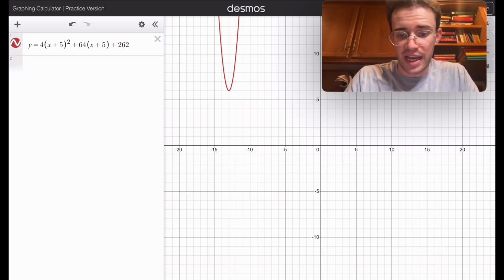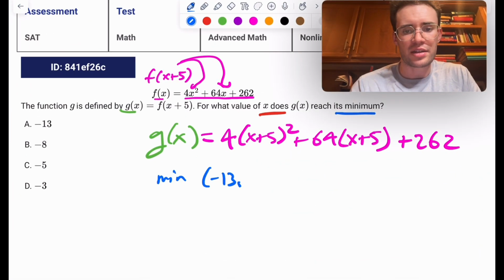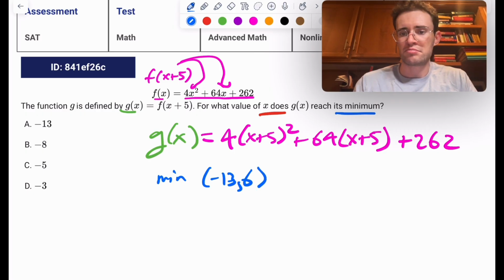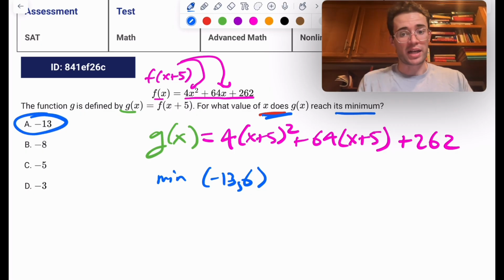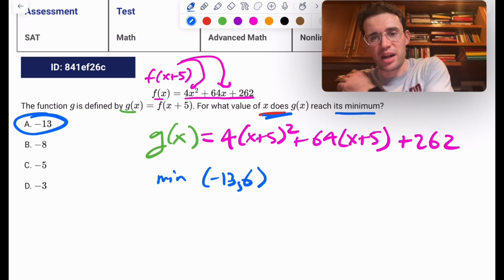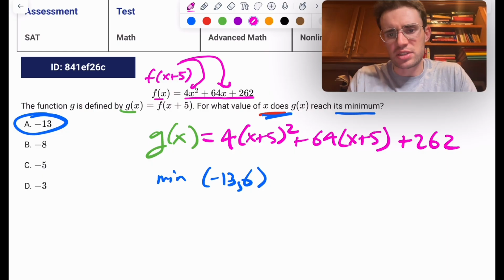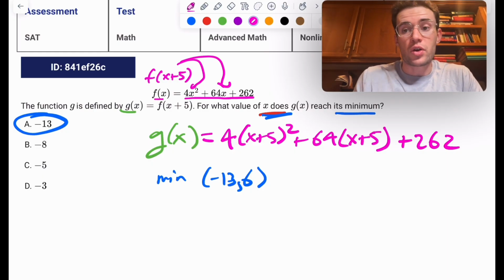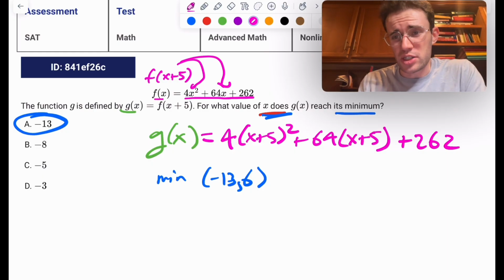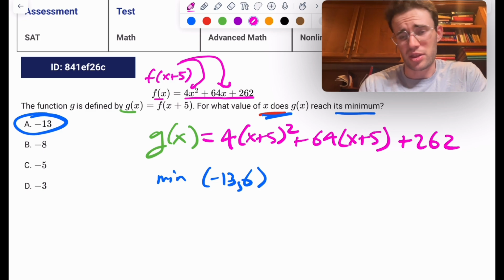Now we go back to our test. Min is negative 13, comma 6. And what value of x does it reach that at? When x is negative 13. So this is really the easiest way to do this one. I would strongly recommend on this problem that you just do that, especially if you're pressed for time. Multiplying this whole thing out could be an issue. But I guess I will show how to do at least one of the algebraic methods. I'll decide if I want to do another one, or potentially the calculus method, but let's see.